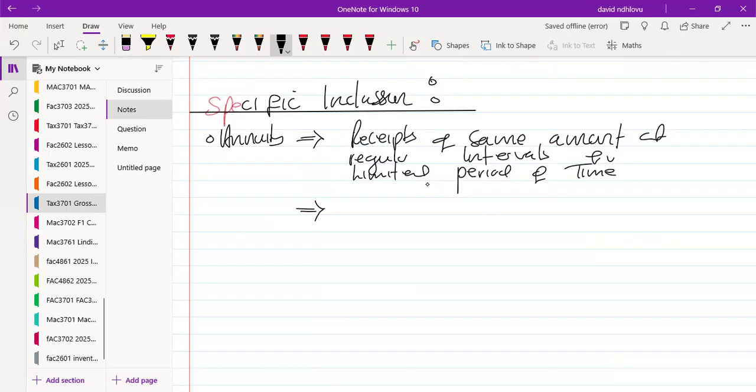Then you say to your insurer or your company that provides the insurance, instead of giving me a lump sum of 5 million at one go, I don't trust myself. Can you please release it to me in amounts of 100,000 per month until it is finished? So it's now receipt of the same amount of money at regular intervals, which means on a monthly basis, up to the time that you finish the 5 million.